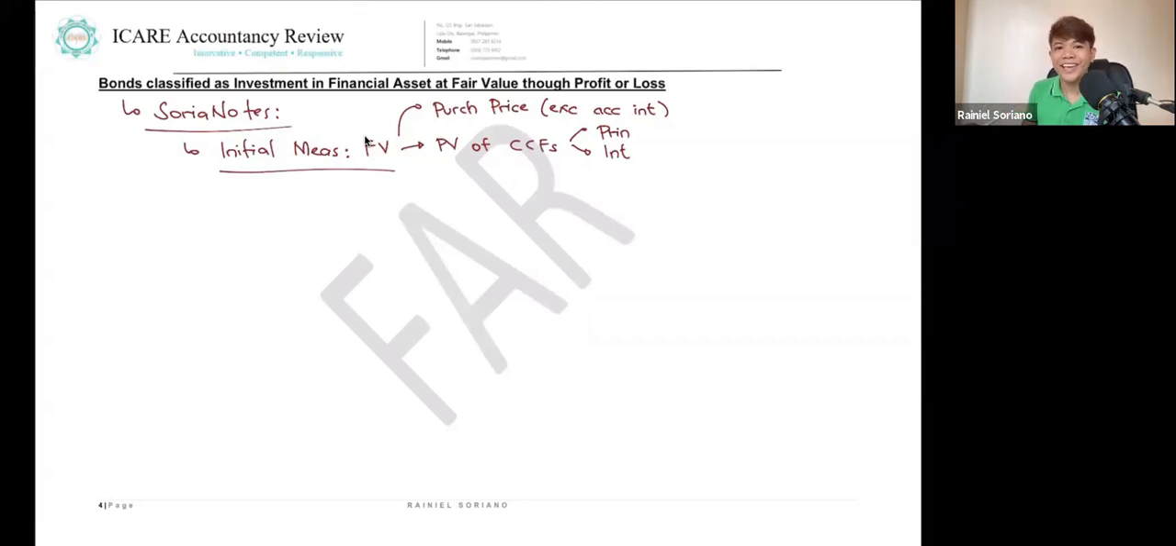Right? So sir, why did I see in other books that it's not just fair value plus transaction cost? Well, that is wrong. Okay? We do not always capitalize the transaction cost. So if the classification of the bond investment is FVPL, always remember that any transaction cost incurred will be expensed outright. That means we do not capitalize it as part of the initial measurement of the investment. These transaction costs are expensed outright. So, that's the initial measurement of the investment.